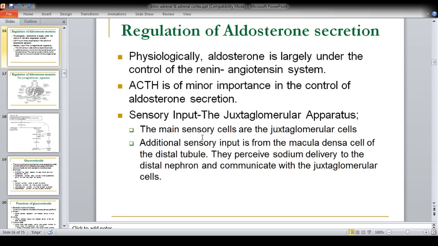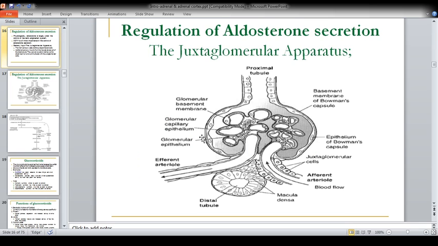renin would be released. This renin would act on angiotensinogen, then angiotensin 2 would be released. I'll just explain all of this in a bit. But the main sensory input would start from the kidney's juxtaglomerular apparatus.